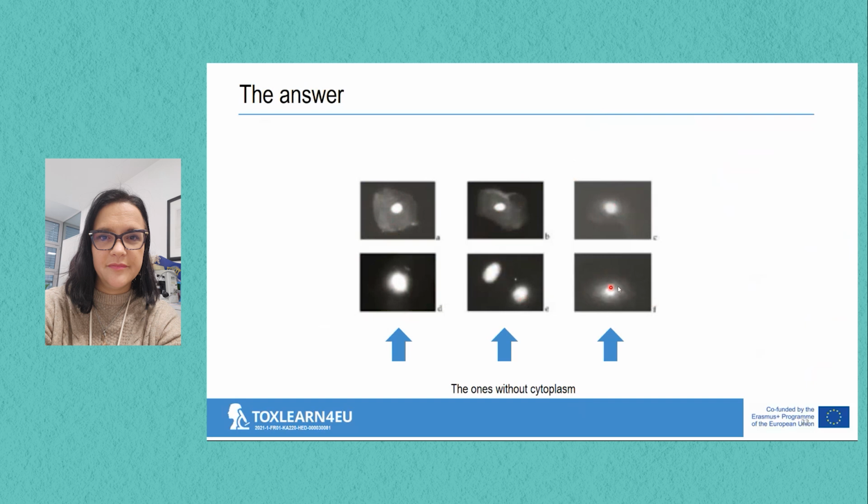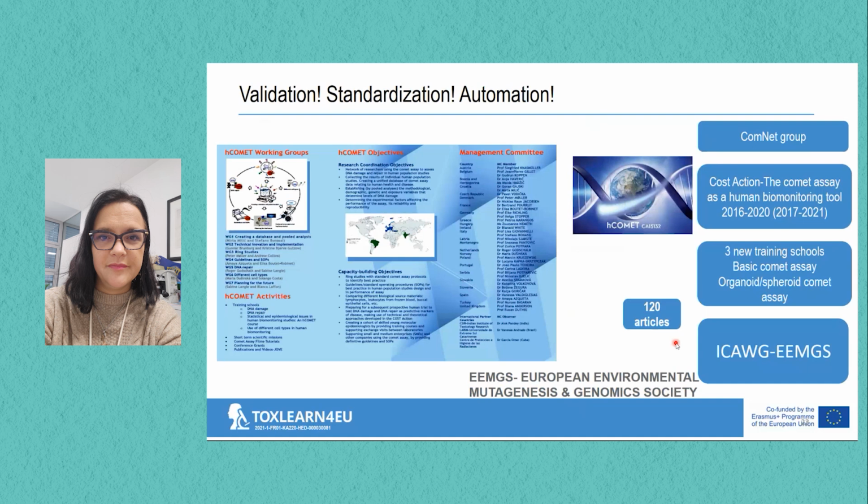And this cell is also okay, so that means that we were able to remove the cytoplasm. So that is the problem with the buccal comet assay. So this assay also needs validation, standardization, and automation.